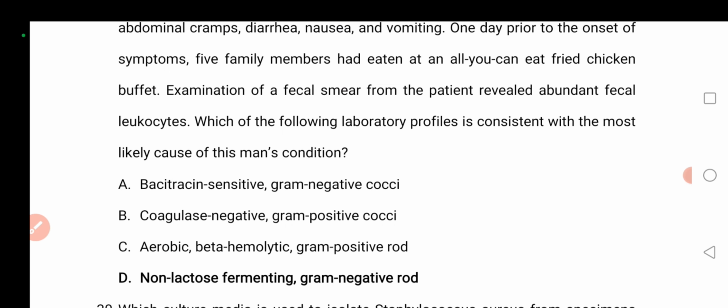Gram-negative rods. The most common enterobacteria which cause infections are non-lactose fermenting gram-negative bacilli, or gram-negative rods. So the most likely bacteria are non-lactose fermenting gram-negative rods. So this is the correct answer.